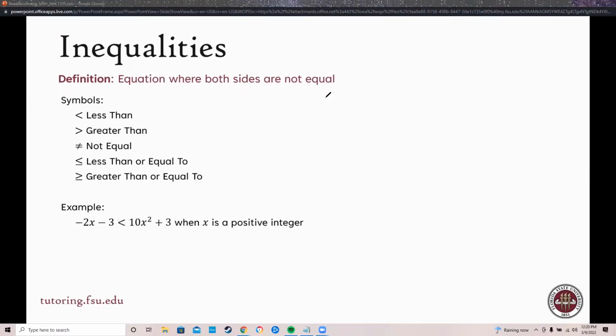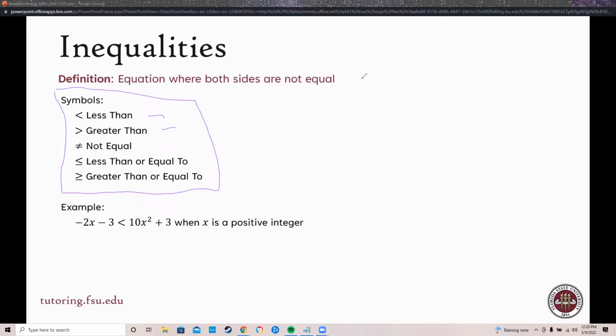Inequalities are how we compare one side of a function to the other side when the sides are not equal or only equal sometimes. These are the symbols for all of the inequalities. You've probably seen them and are already familiar with them, but just to remind you, you read this as less than and this as greater than, because you read from left to right, typically.